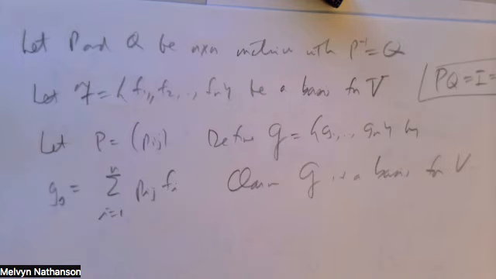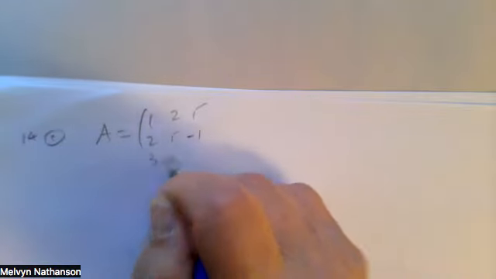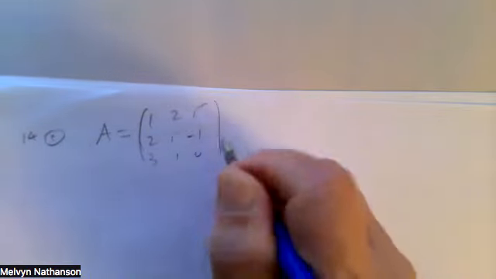Let's take a matrix and put it in reduced row echelon form. So this is 14C. It's chosen at random. A is (1, 2, 5), (2, 5, minus 1), (3, 1, 0).